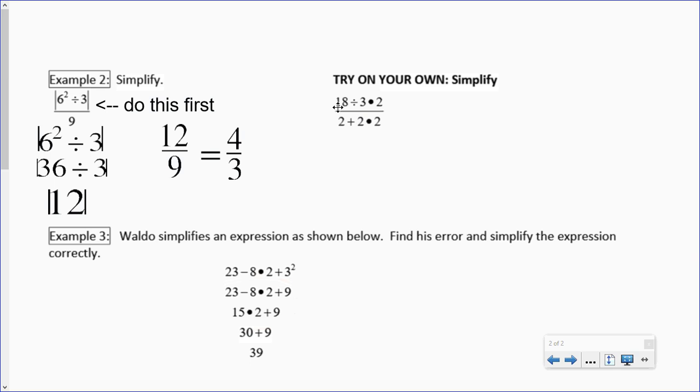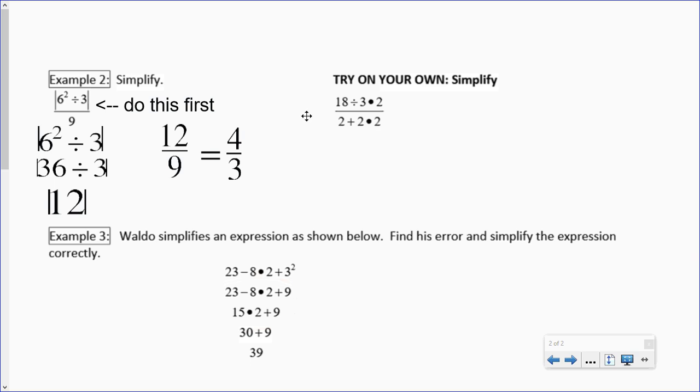I'm going to go ahead and have you guys try this one on your own. This one's a little bit harder than the example because you have to do the numerator and the denominator separately, and then you can put it back as a fraction and deal with the fraction. Okay? So go ahead and give that one a try. Just pause the video. When you come back, we'll move on.